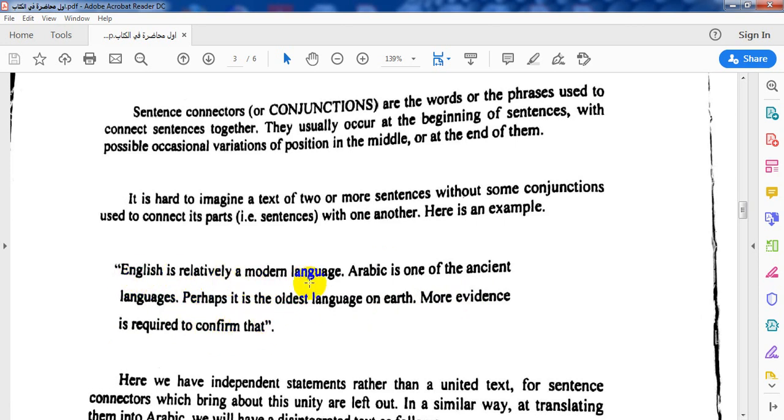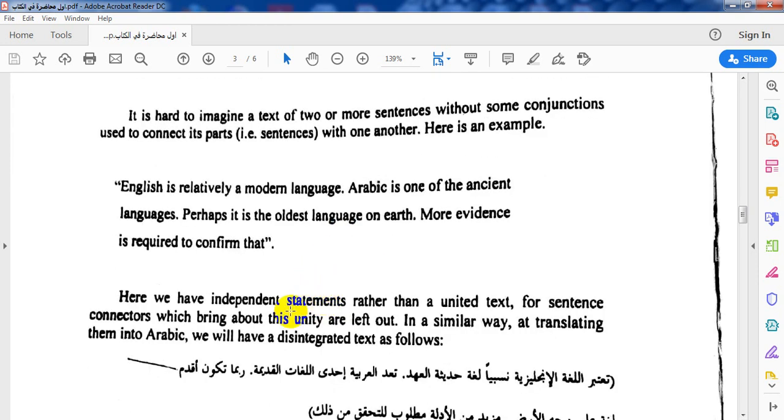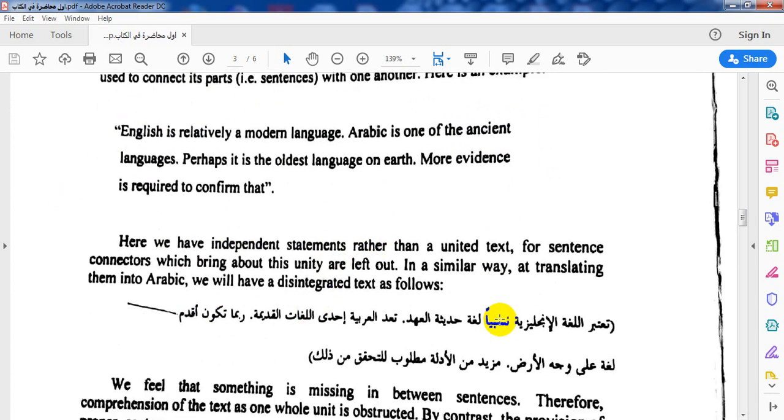These are simple sentences, not connected, referring to one idea. So what is the purpose of connectors or conjunctions? This is a very simple translation for these sentences.